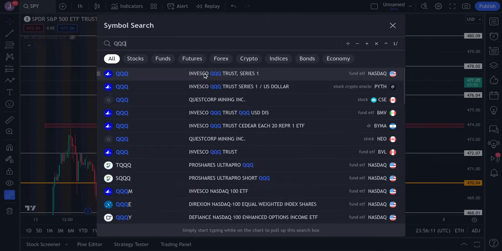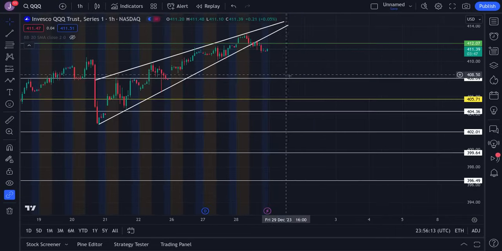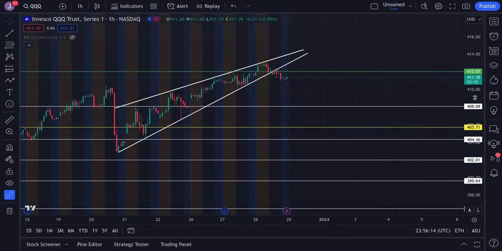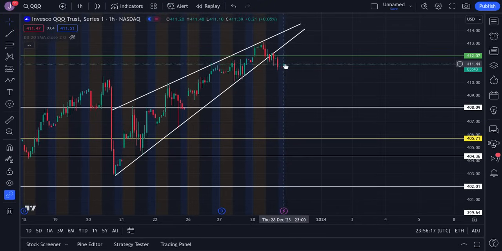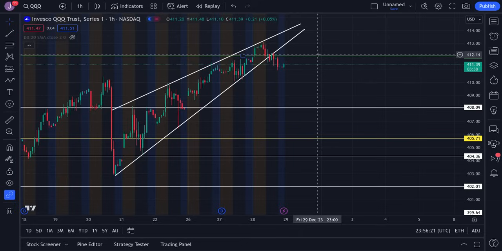For the QQQ, we're starting to break below our rising wedge, but I just want to mention that you want to be watching this 412 resistance. We could see this rebound towards 412 and kind of trade sideways a bit. If we're really bullish, you want to see it break down and come up to 413. If we're bearish, you want to see it close below 410.